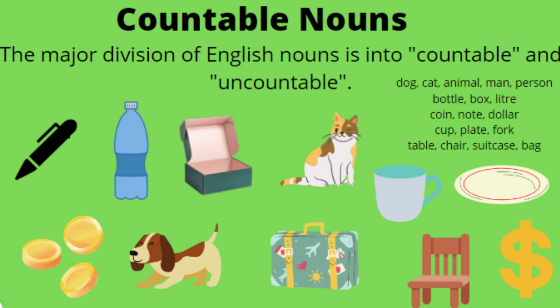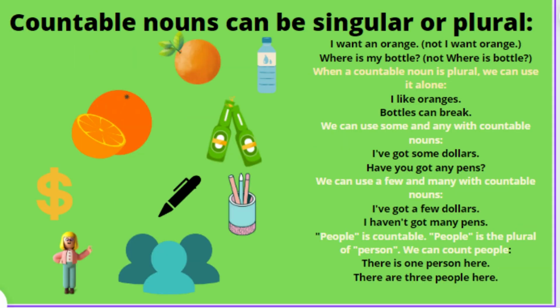I want an orange, not I want orange. Where is my bottle? Not where is bottle. When a countable noun is plural, we can use it alone. I like oranges. Bottles can break. Here you can see that oranges and bottles both are plural nouns and we have used them alone.